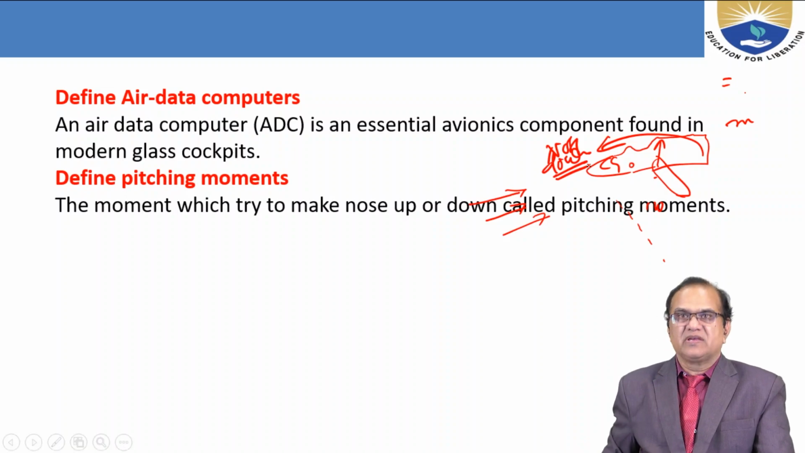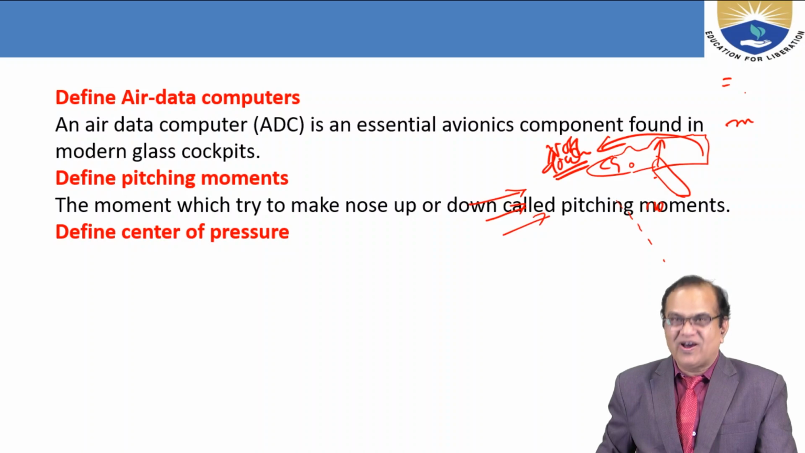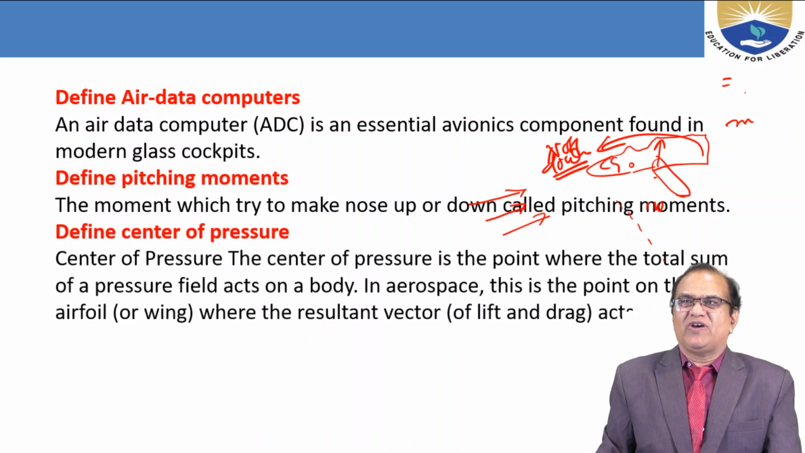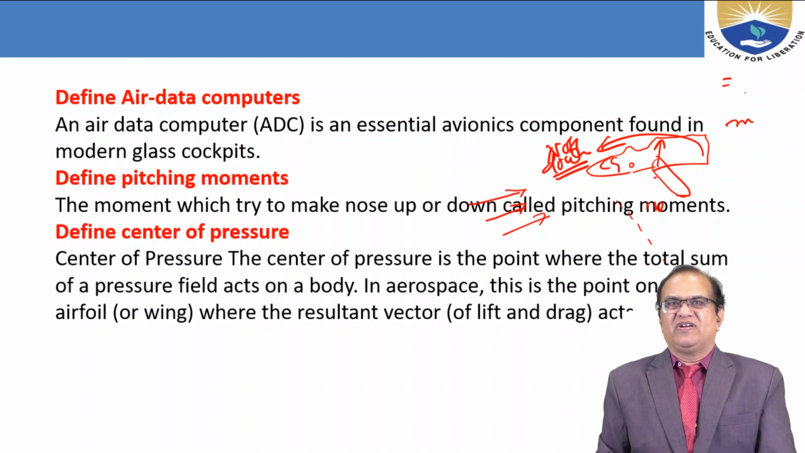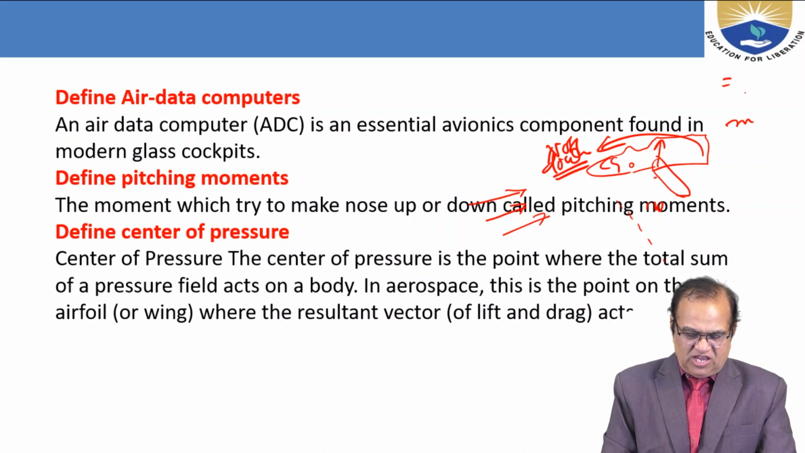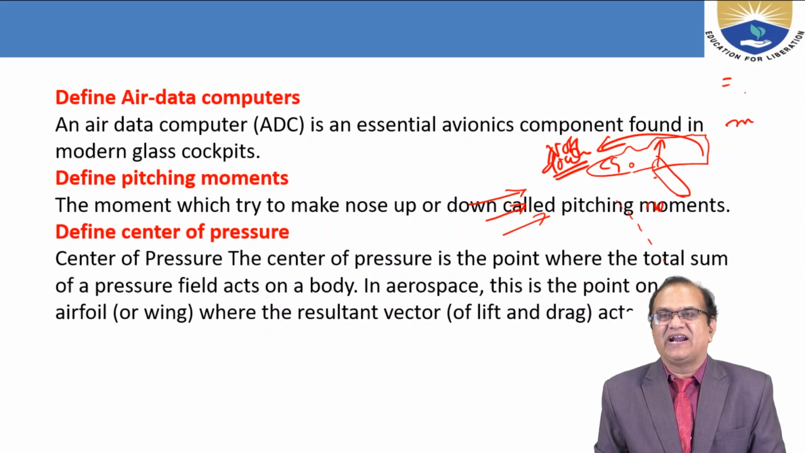So now define the center of pressure. We have already discussed that center of pressure is the point where the total sum of the pressure field acts on a body. In aerospace, this is the point on the airfoil or the wing where the resultant vector of the lift and the drag acts.